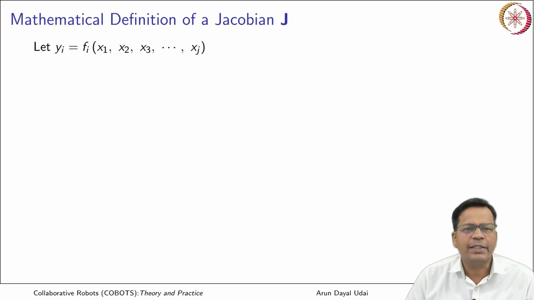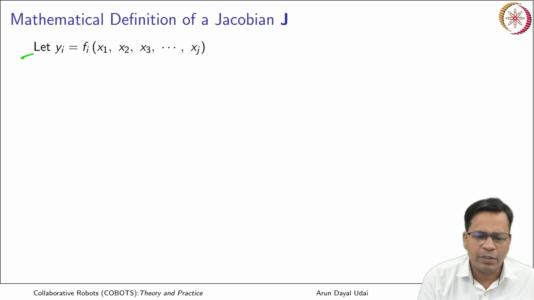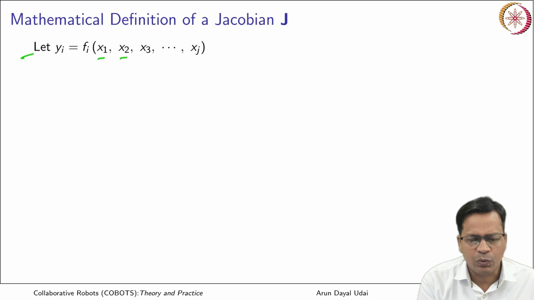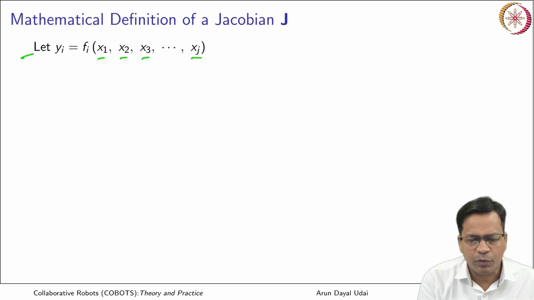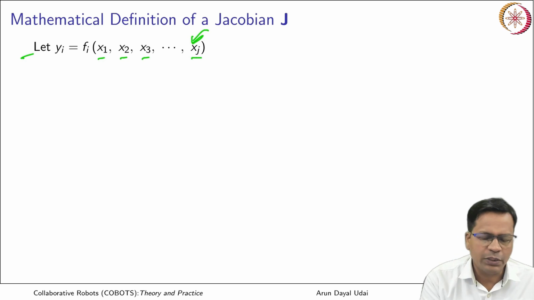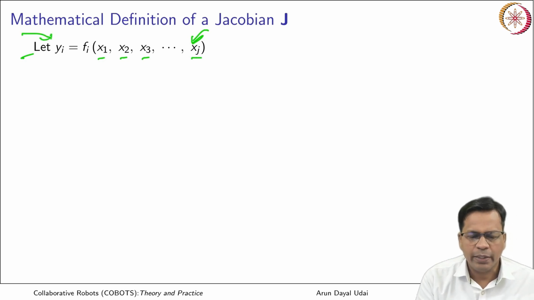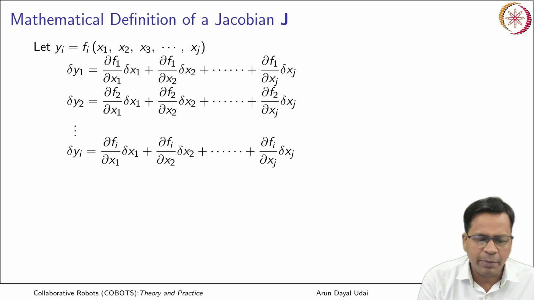So what exactly is a Jacobian? Why are we talking about that here? Because the Jacobian relates two different rates. Let us say you have y, which is a function of x1, x2, x3, x4 and xj. These are all the input variables on which the output variable, that is y, depends. So this may be expressed like this.